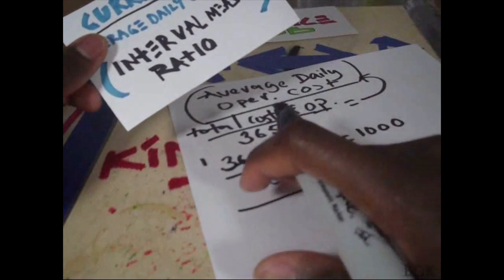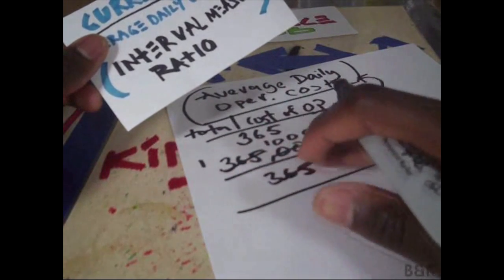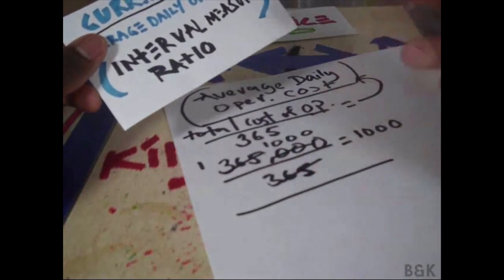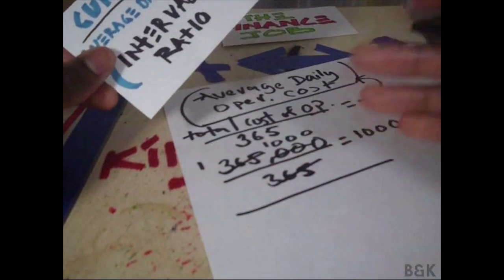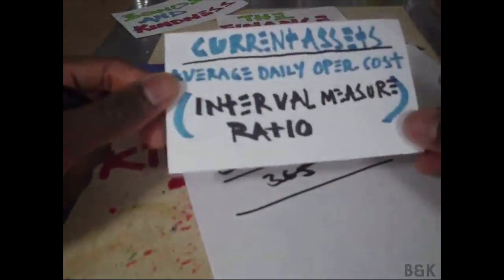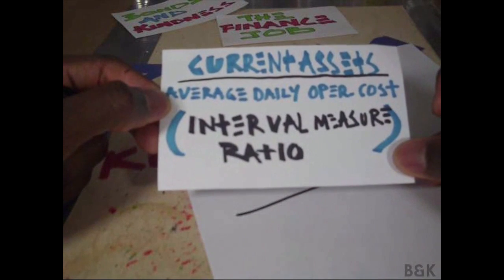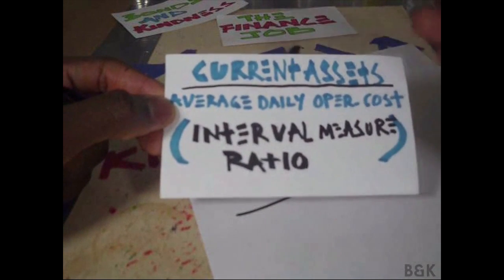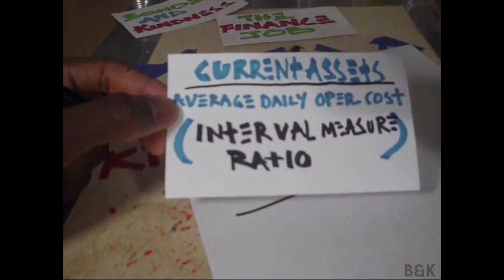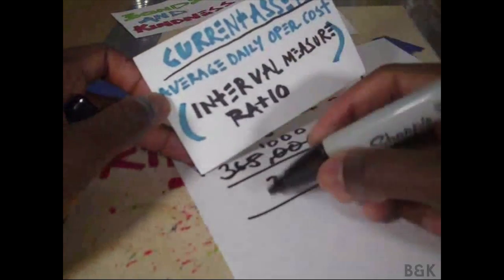Because for the year, we had to pay $365,000 in expenses, and we divided by 365 days. But now we need to know, how long are we going to be able to run the show without bringing another dollar of sales in? And we're going to say current assets.